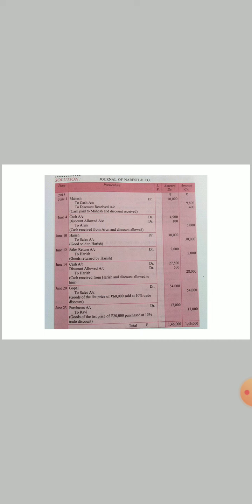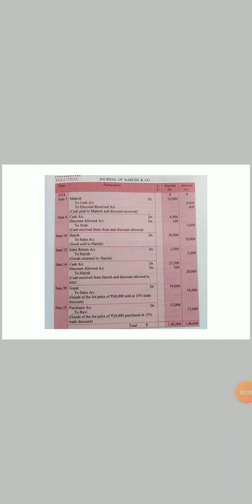The next point is sold goods to Gopal of list price at a trade discount of 10%. As we have already discussed in chapter number 2 and again in chapter number 9, if there is any trade discount, that will be deducted but not recorded. That means if we are selling goods for 60,000, we will not record it at 60,000 but at the discounted rate.